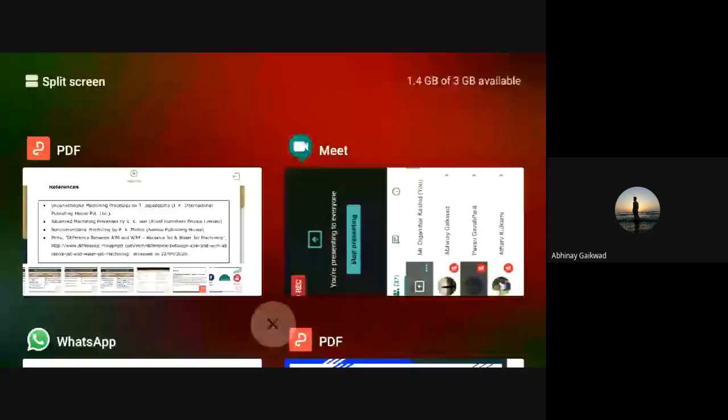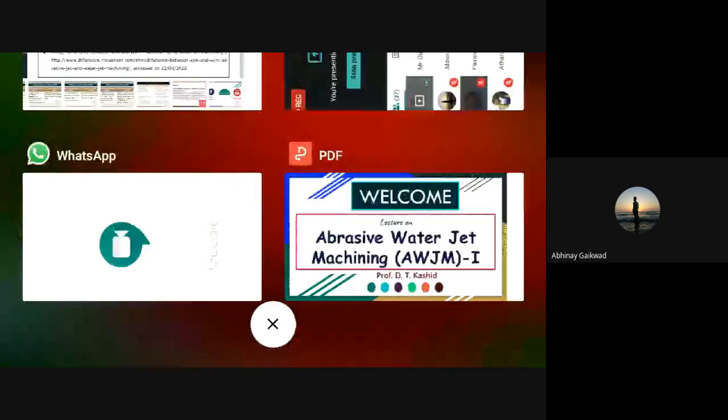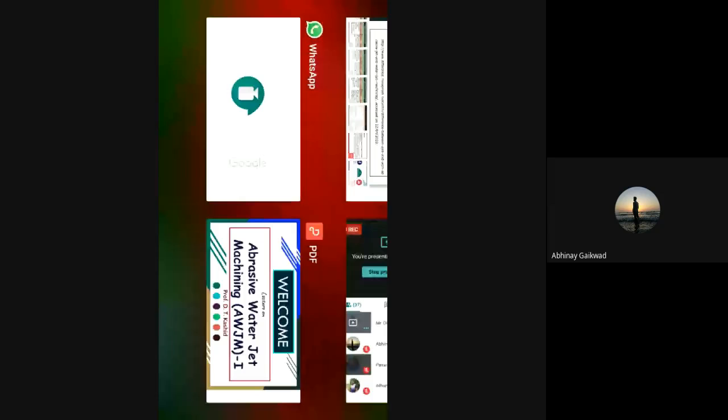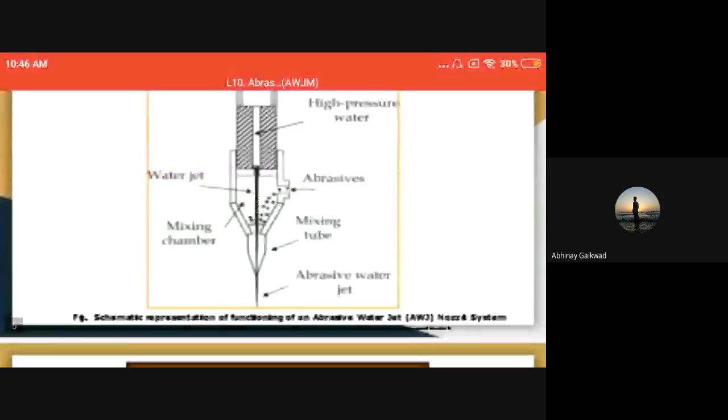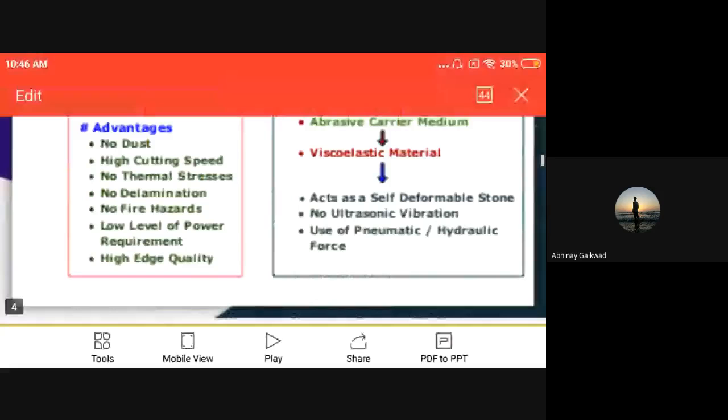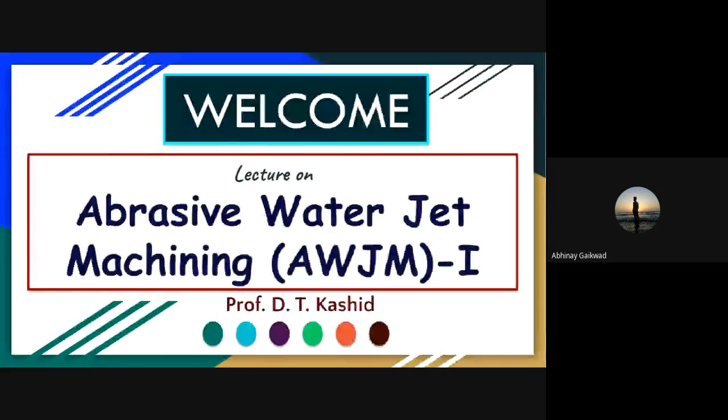Okay. Now we have covered abrasive jet machining and water jet machining. Now we'll go for the new process, which belongs to the mechanical energy based processes, that is called jet machining. First we learned about abrasive jet machining.